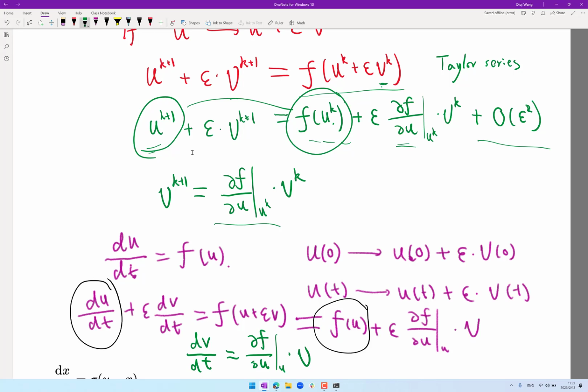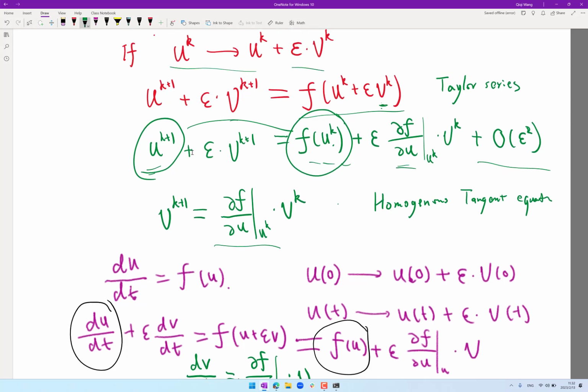Yeah. So these tangent equations, in the future, we may call them homogeneous tangent equations, because they are homogeneous linear equations, right? They correspond to the case where the initial condition is perturbed, but the map or the differential equation itself is not perturbed.